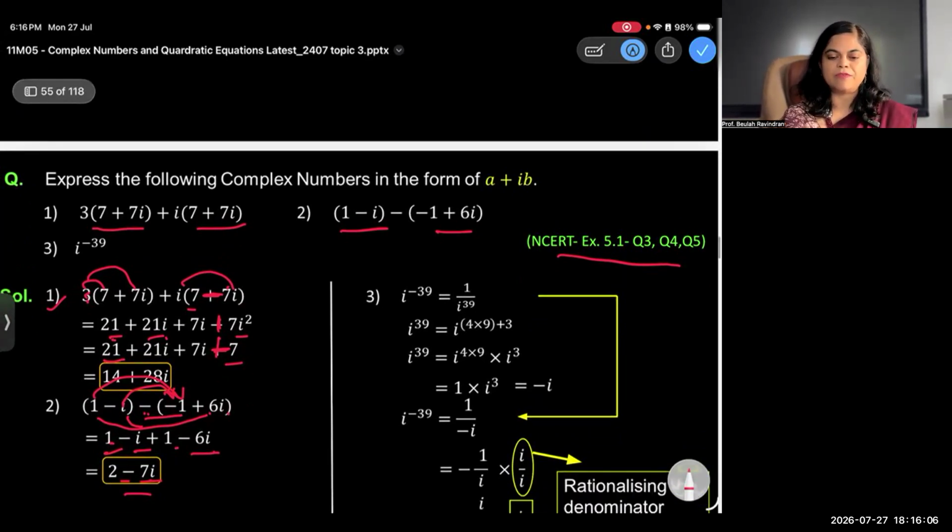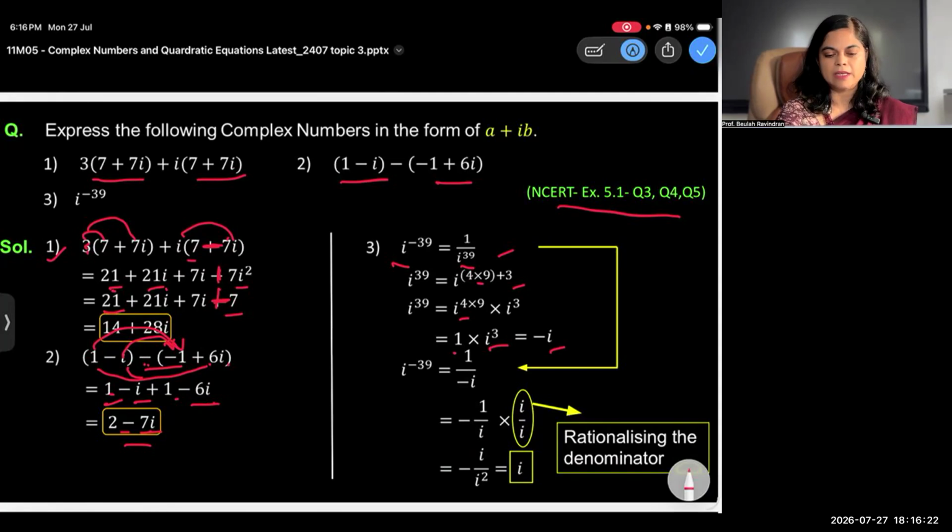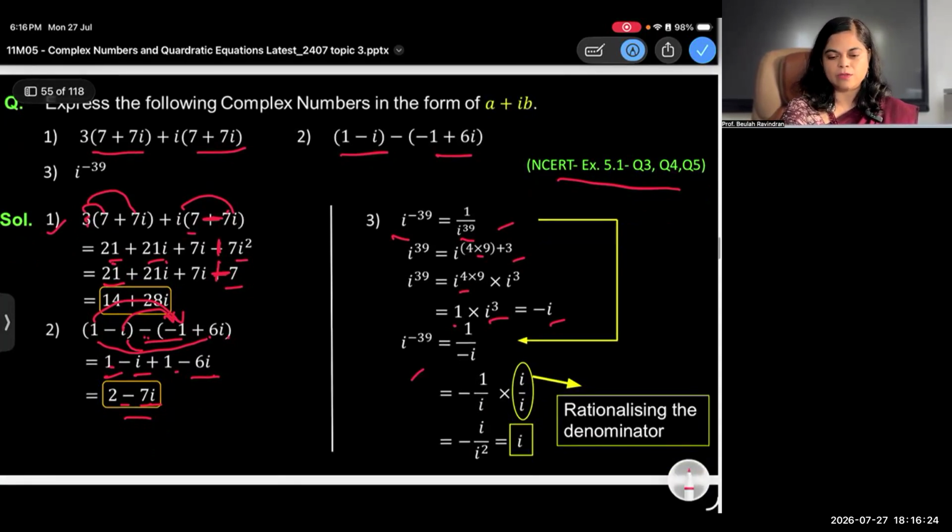That's it. Okay, so if it is i power minus 39, I already taught you, like 1 by i power 39. So write it as a multiple of 4 and then write the remainder separately. So it will be 1 times i power 3. So it is equal to minus i again. Like that, you have to find out. So again, minus i should be in the denominator. Then minus of 1 by i will be minus 1 by i.